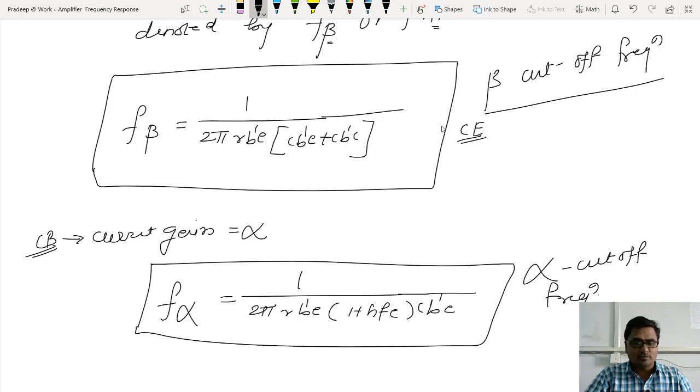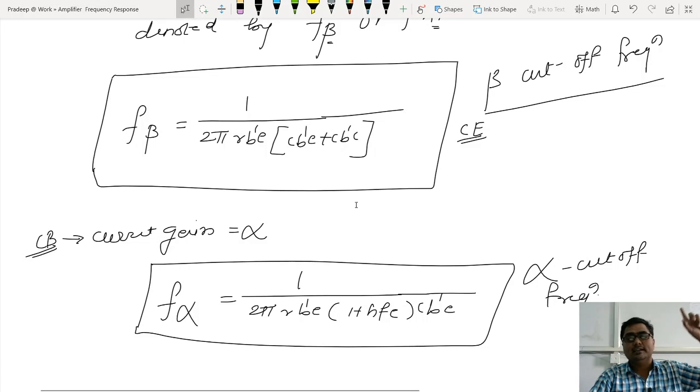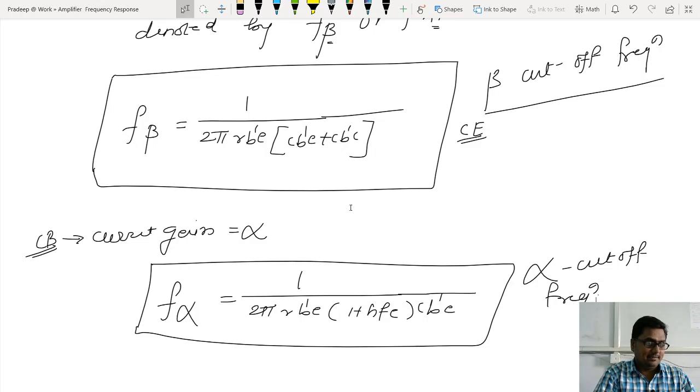But see, this is not the end. The aim is to get current gain. HFE is not the current gain. HFE is the current gain at lower frequencies. लोअर फ्रीक्वेंसी में जो करंट गेन आता है उसका एक इक्विवेलेंट छोटा सा हमने फाइंड आउट कर लिया, बट दिस इज नॉट द एंड, दिस इज नॉट द एक्चुअल कंक्लूजन. एक्चुअल कंक्लूजन इज क्वाइट डिफरेंट.